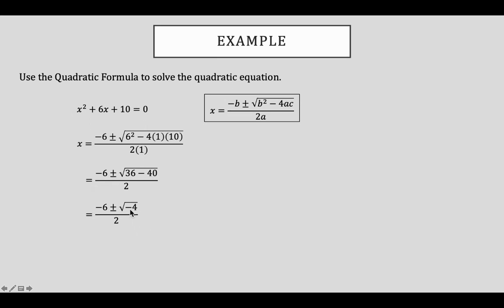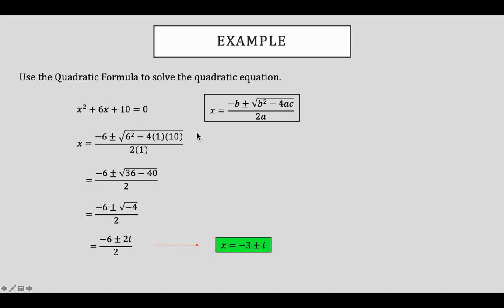Well, we see a negative inside of a square root. And as we know, negatives inside of square roots mean imaginary solutions. Yes, we're going to have imaginary zeros in this case. So we can simplify that. The square root of negative 4 is root 4 times i, which becomes 2i. We have negative 6 plus or minus 2i divided by 2. And using our distributive property of division, we can divide each term in the numerator by 2, leaving us with a final answer of negative 3 plus or minus i.